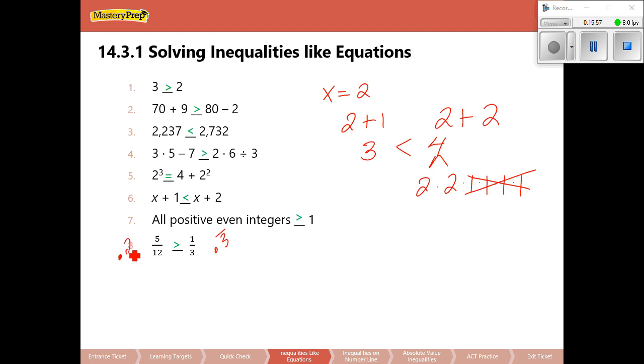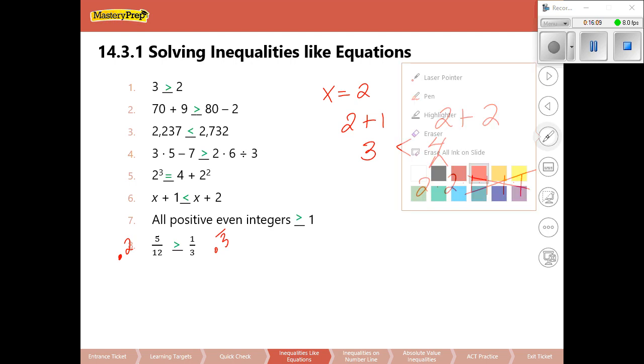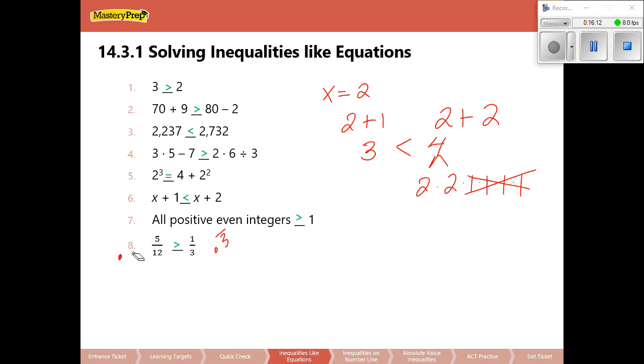5/12 would be... no, it's not 2, because it would need to be bigger, because 12 goes into 50 four times. Yeah, 0.416. So we can see that the 0.4 is bigger than the 0.3, so that would be the bigger fraction. So for ordering fractions, greater than, less than, turn them all into decimals. It's easier to work with.